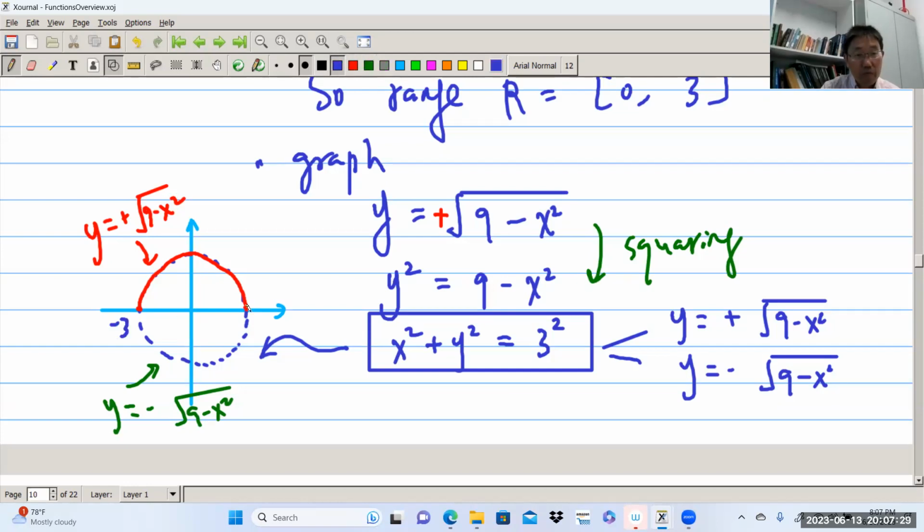If you look at this graph here, what's the domain? From negative 3 to positive 3. What's the range? From 0 to positive 3, right? Because the graph is half a circle. Does that make sense to you guys? Okay, good.